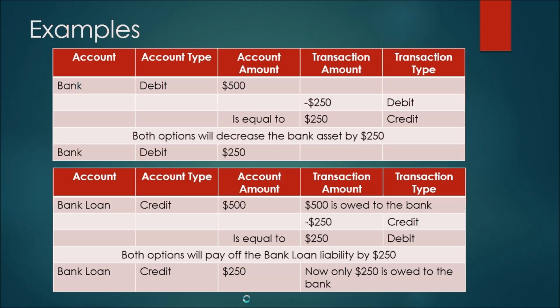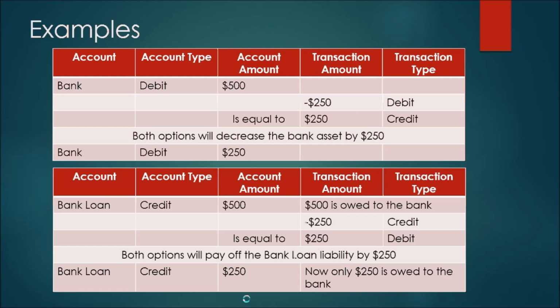Same on the bank loan, which would be a credit account, because it's what you owe. Say you owe $500 to the bank, and you were to pay off $250 of it, that would be negative $250 in credit, and because a negative credit value is also equal to a debit value, this is also equal to $250 on the debit side. So both options will pay off the bank loan liability by $250. So now, if I were to apply either one of these transactions to my bank loan credit, I would only have $250 worth of bank loans that I would have to pay off.